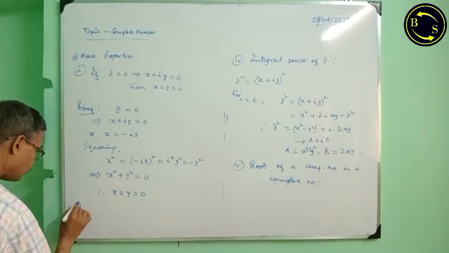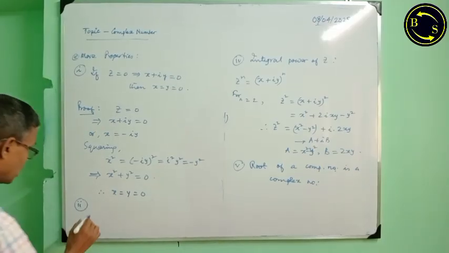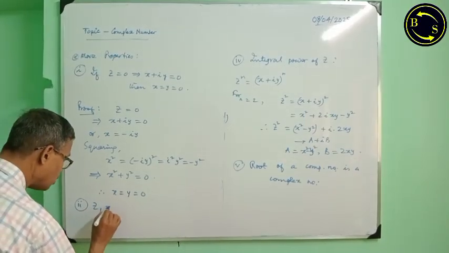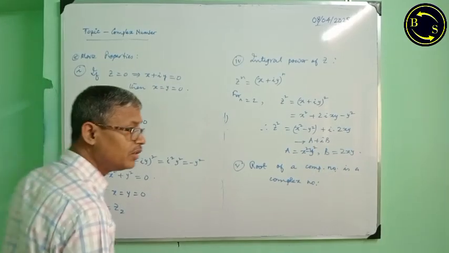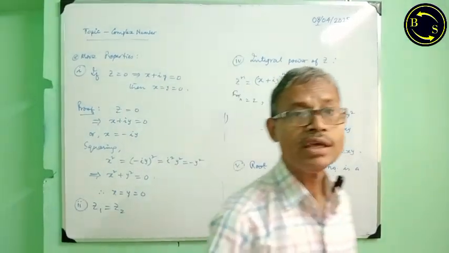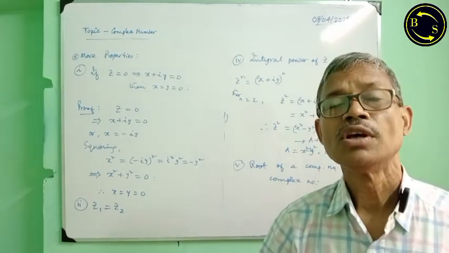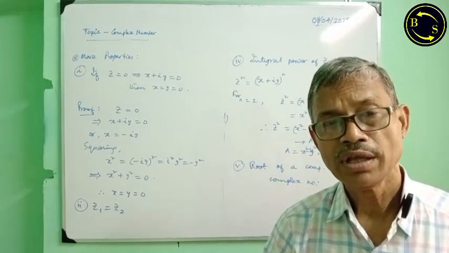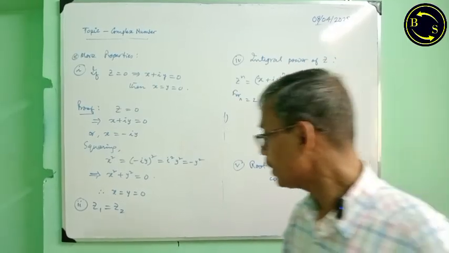Then number 2, two complex numbers are equal. That means z1 equal to z2. This will be possible if real parts of the complex numbers be equal and their imaginary parts be equal. Let me clarify that.